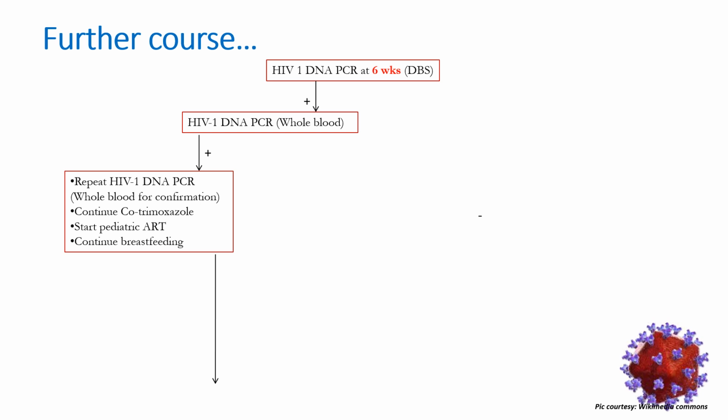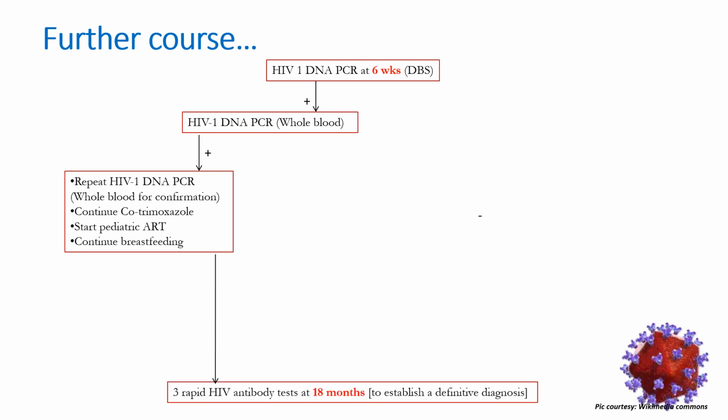Along with this, we finally perform 3 rapid HIV antibody tests at 18 months of age to establish definitive diagnosis of HIV infection in the infant. However, if the initial dried blood spot sample was negative, or when HIV-1 DNA PCR is negative in the whole blood, then we continue cotrimoxazole therapy and stop nevirapine, with duration depending upon the risk categorization of the infant.